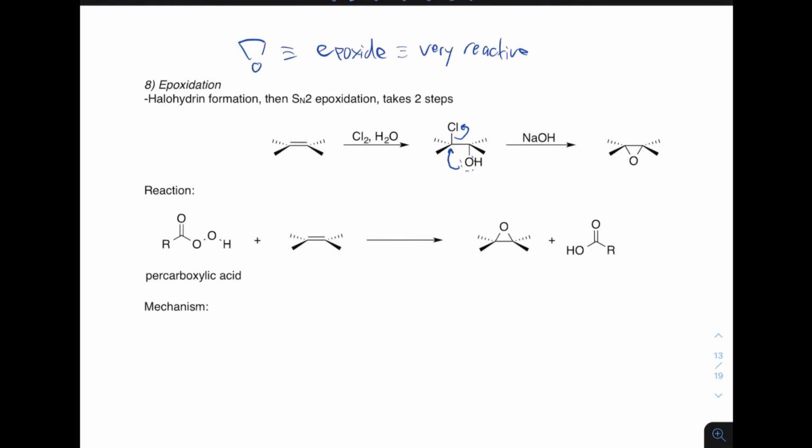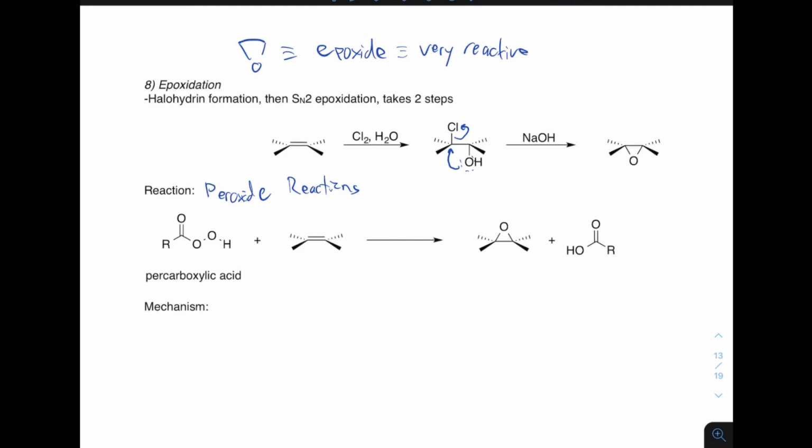Another way we could do this, instead of going through the halohydrin route, is using a peroxide. And so these peroxide reactions, you can think of them as just making the epoxide, we lose one of the oxygens to make the epoxide from an alkene, and our side product here is the carboxylic acid, from losing that oxygen, as you can see here.